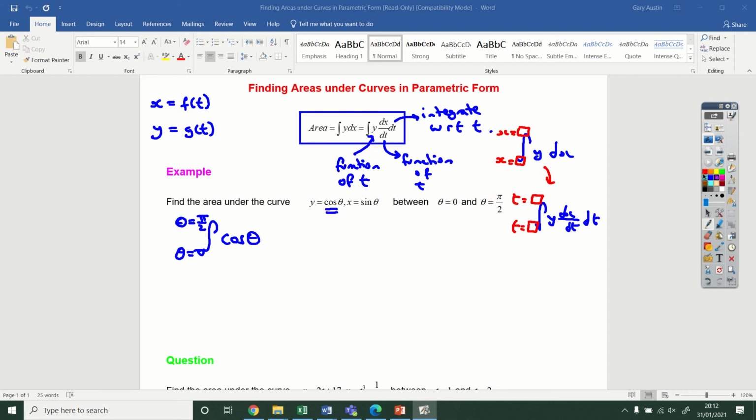That's given there. Dx by dt, the derivative of sine theta with respect to theta, is going to be another cos of theta. And then we're going to integrate d theta. That's given there. So if you weren't sure about where these things came from, I'm going to rewrite this formula to see where everything came from. So we're integrating y, in fact, let's keep the colours the same. The blue part is the y.